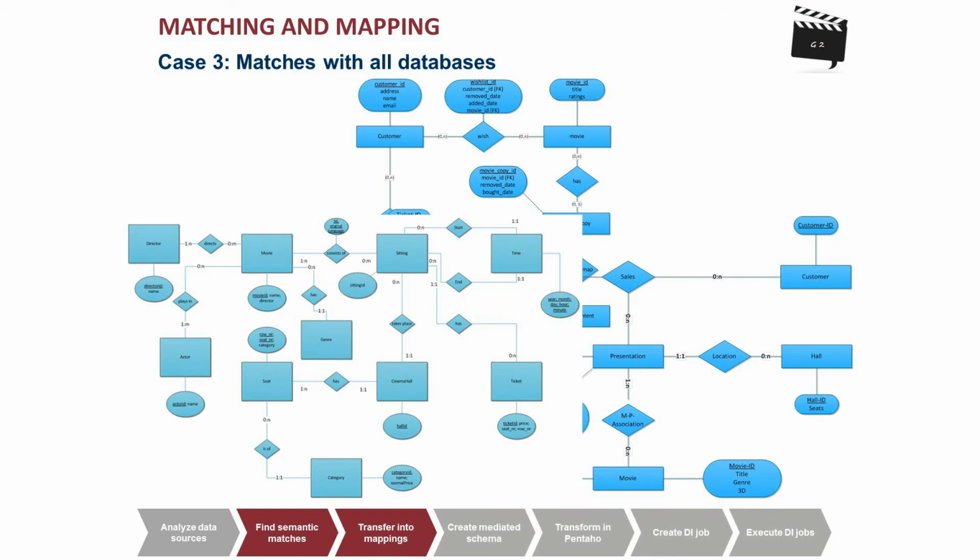Our last case, case 3, was where a semantic match could be identified across all 3 databases. This only occurred once for each database's movie table. This was a pretty easy match to identify as our tables were all named the same. However, within each table contained different attributes, which meant we had to decide on a common set of attributes to include in the mediated schema.